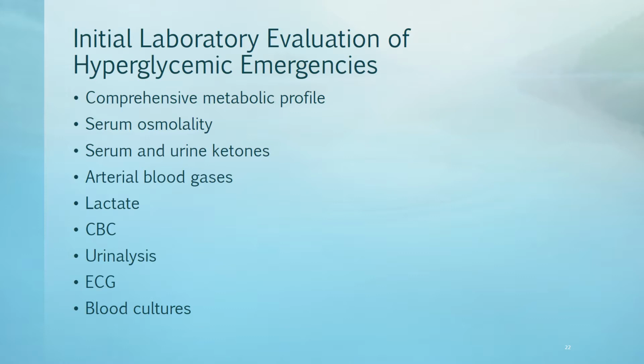We want to do a CBC panel, check their hemoglobins. We'll do your urinalysis and ECG, and I'm hoping that you're thinking that we're doing an ECG because we're worried about our potassium levels. We want to make sure that they're not having any dysrhythmias, because remember, initially they're going to have hyperkalemia. And blood cultures: we're going to do those because, same thing, we're suspecting infection, so we want to see what kind of microorganism we're dealing with.